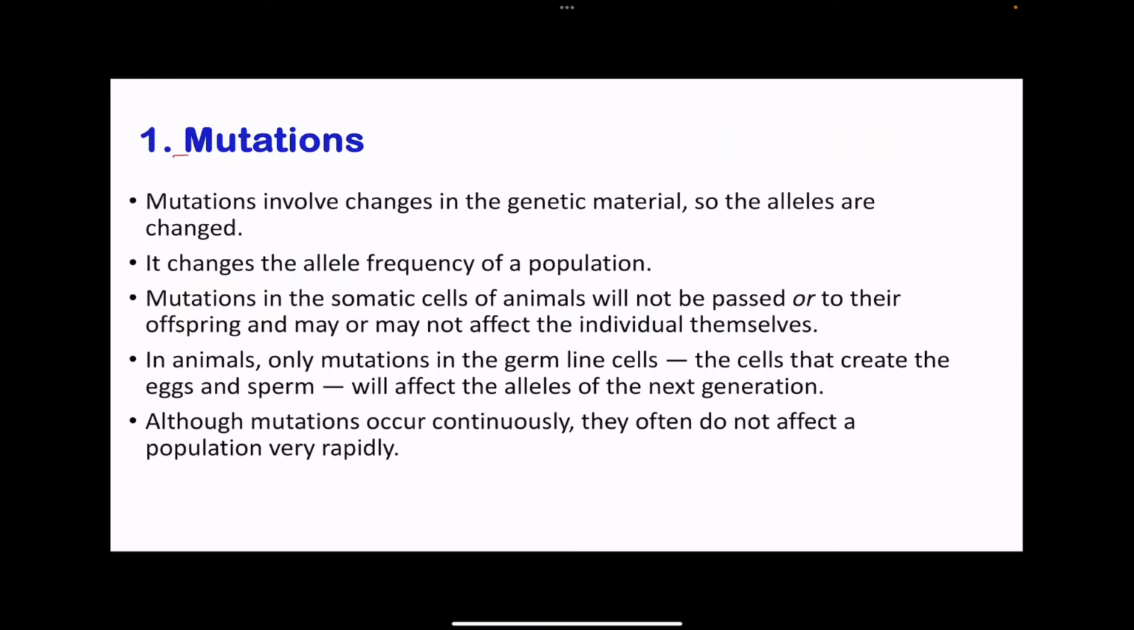Moving on to the first condition, which is mutations. Of course, we know some random mutations are going to cause changes in the DNA of specific organisms. And when these changes occur, the allele frequency of the population is also going to be affected. Mutations that occur in body cells or somatic cells are not going to be expressed in the offspring, so they will just remain with the organism. However, if mutations occur in the germline cells, meaning those that produce gametes, then this is going to affect the next generation because that mutation is going to be transferred to the offspring. Although we know mutations do occur, it's rare that they affect the population very rapidly.